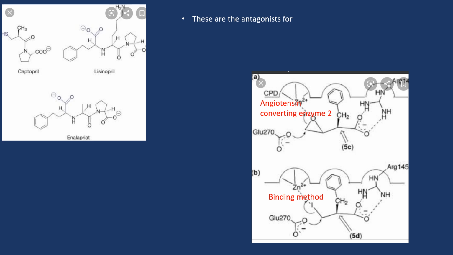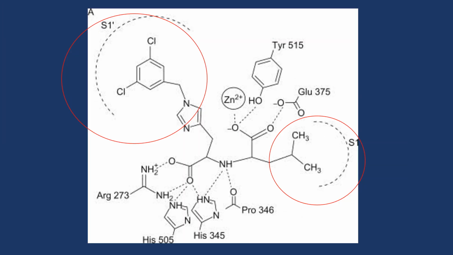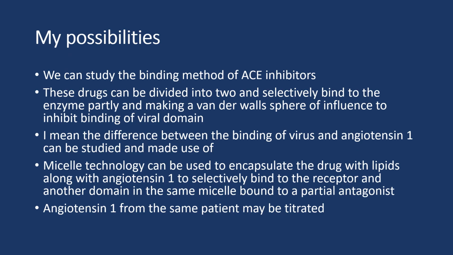Now this receptor can be partially bound with a partial antagonist so that the virus cannot bind due to steric hindrance. These are the substrate domains again. Now I explain my possibilities. We can study the binding method of angiotensin converting enzyme inhibitors. These drugs can be divided into two and selectively bind to the enzyme partly, making a van der Waals sphere of influence to inhibit the binding of viral domain. The difference between the binding of virus and angiotensin 1 can be studied and made use of.